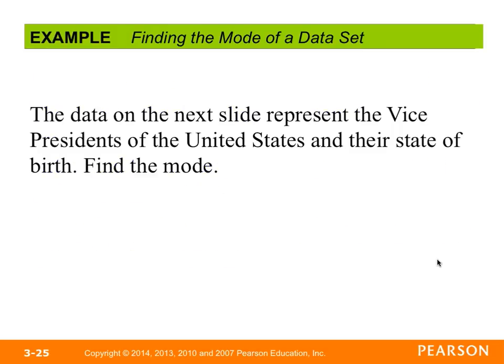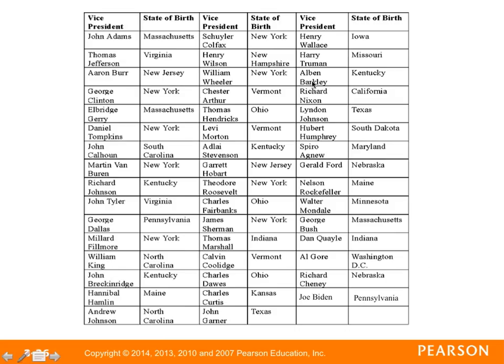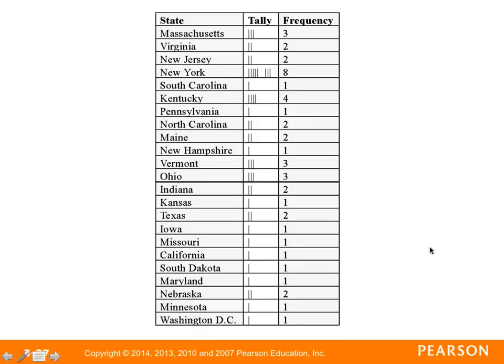One nice thing that we can do with mode is use qualitative data. When we're finding mean or median, we can't really use qualitative data because we can't assign a numerical value, but mode is useful when we have qualitative data because we can still find a mode of it. So the data on the next slide represents the vice presidents of the United States and their state of birth. If you see here, John Adams, born in Massachusetts. See if there are any from Indiana. Yeah, Thomas Marshall, born in Indiana. Dan Quayle, Indiana. So what we can do is create a frequency distribution here, all right?